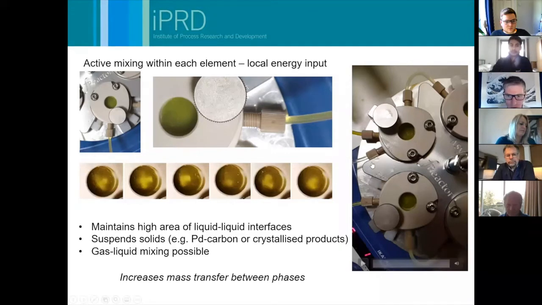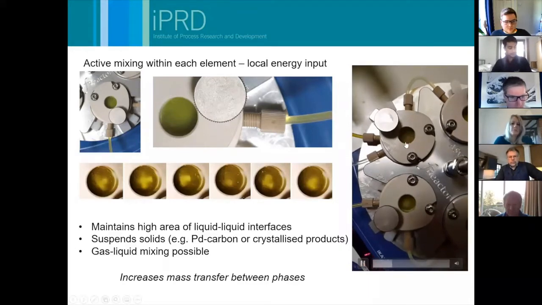materials. So in our case, we've got two immiscible fluids, and this active movement maintains a high area of liquid-liquid interface. So if we're expecting chemicals to transport from one phase to another, maybe after a reaction or during a reaction, this is a really great way of maintaining this interface.